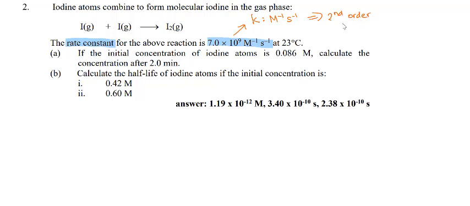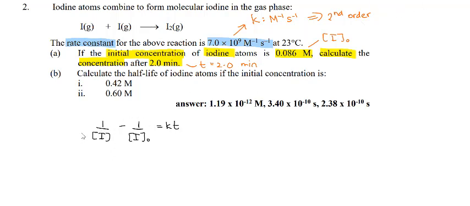So we can use the integrated equation for the second order reaction to solve the problem. A, if the initial concentration of iodine is 0.086, calculate the concentration after 2 minutes. So we have t equal to 2.0 minutes, and this one is the initial concentration of iodine atom. By applying the second order integrated equation, since we have time and concentration here, we use this equation. So substitute the values.